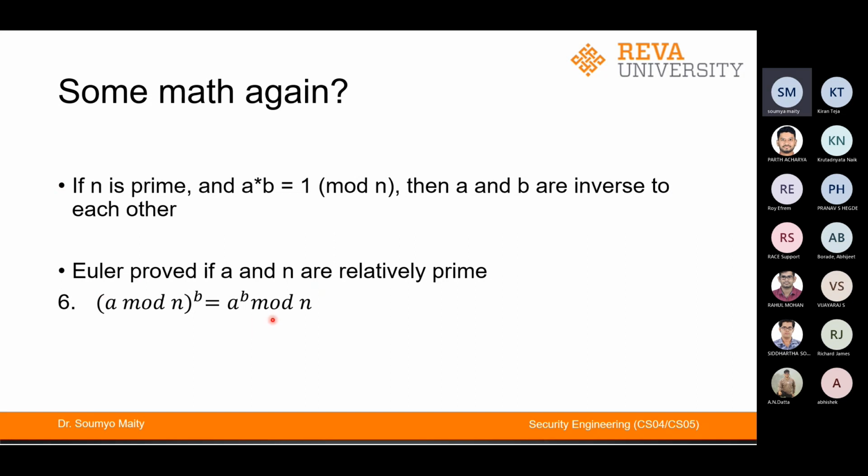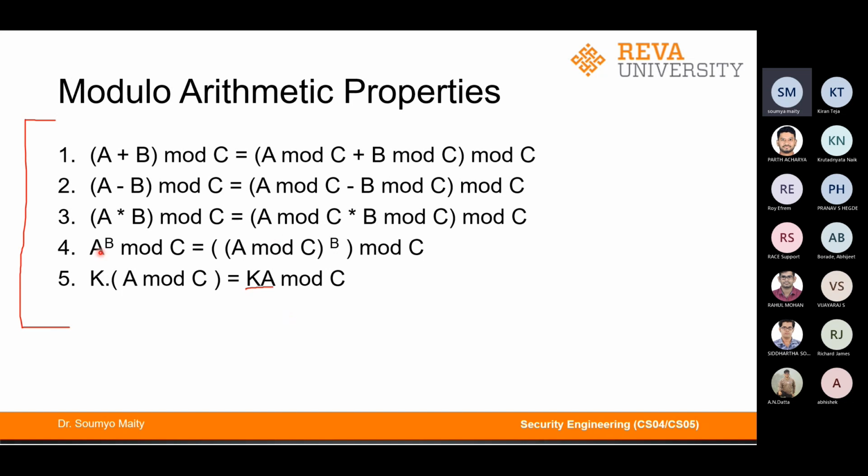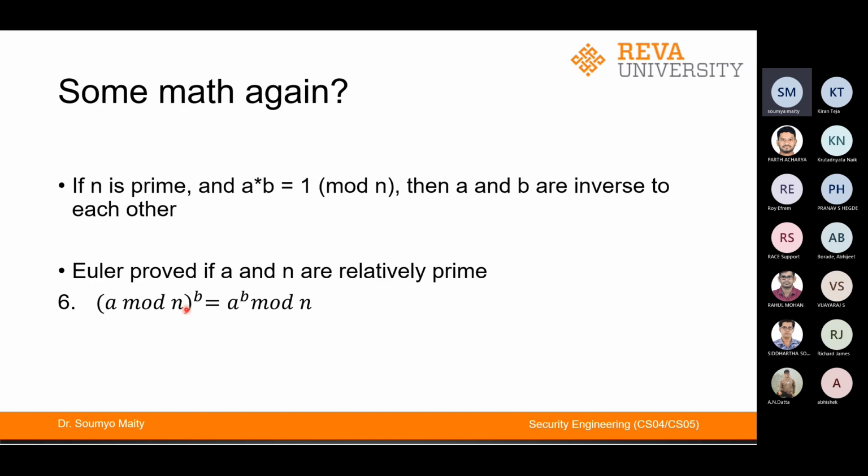And the second one, which will be really useful for us, apart from those 5 properties that we learned here, there is a 6th property that Euler has given. A mod n power b equals a power b mod n. We can prove this with these five properties, which we have already understood. But later, for the time being, let us just understand that this happens.